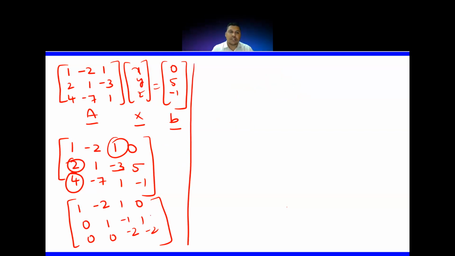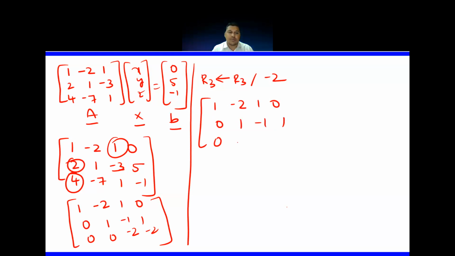Right. So after this, what can you do? I may apply R3, nothing but R3 divided by minus 2. If I do, then it becomes 1, minus 2, 1, 0, 0, 1, minus 1, 1. This becomes 0, 0, 1, 1. Still, I think I can make a few elements 0. It's up to us to make this 0. If you just add, this becomes 0, but it's our choice. You can make this 0 or not, right?